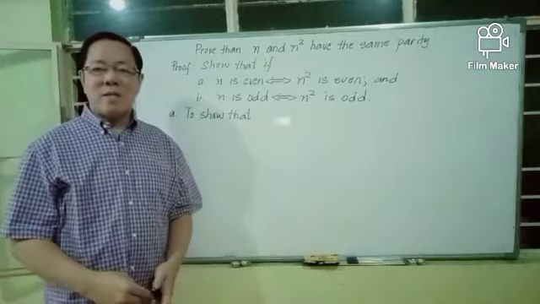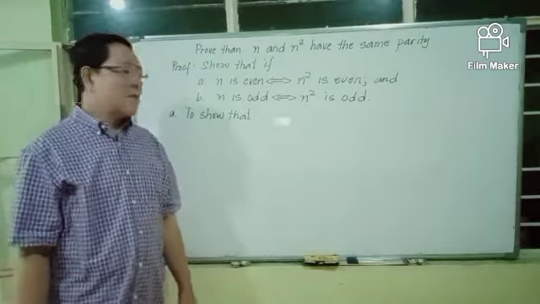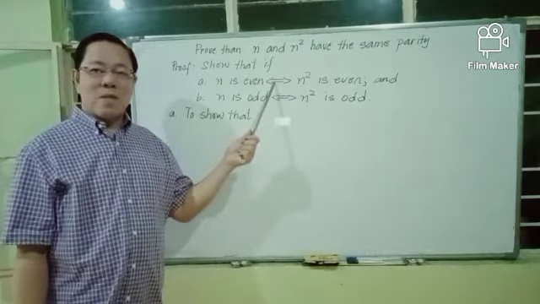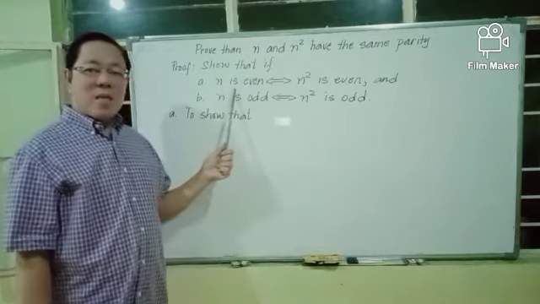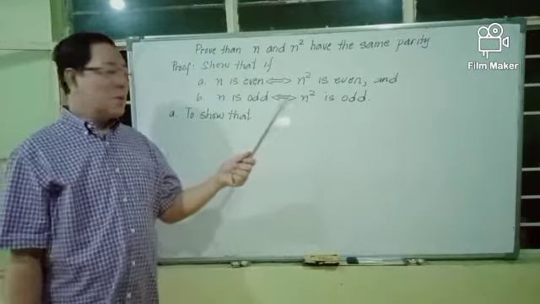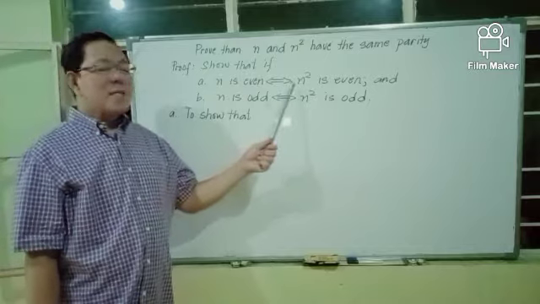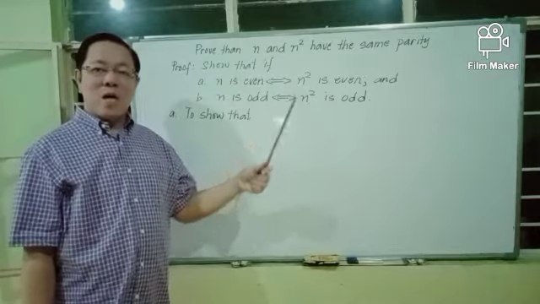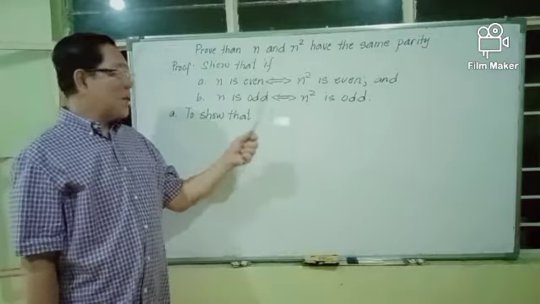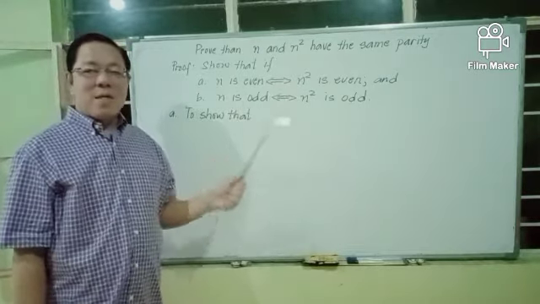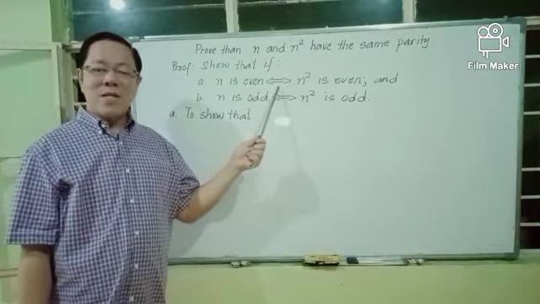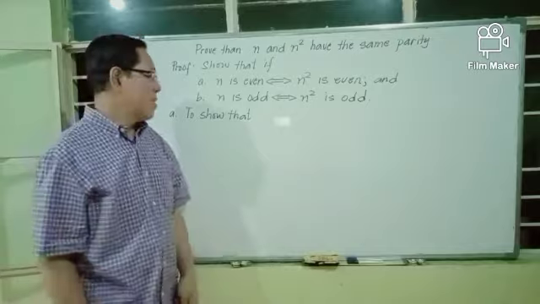You know, from your mathematical logic course, a statement of this form is a biconditional statement. That means to show that N is even if and only if N squared is even, we have to show that if N is even, then N squared is even. And we also have to prove the converse of the first statement. If N squared is even, then N is even. And this is a biconditional statement.